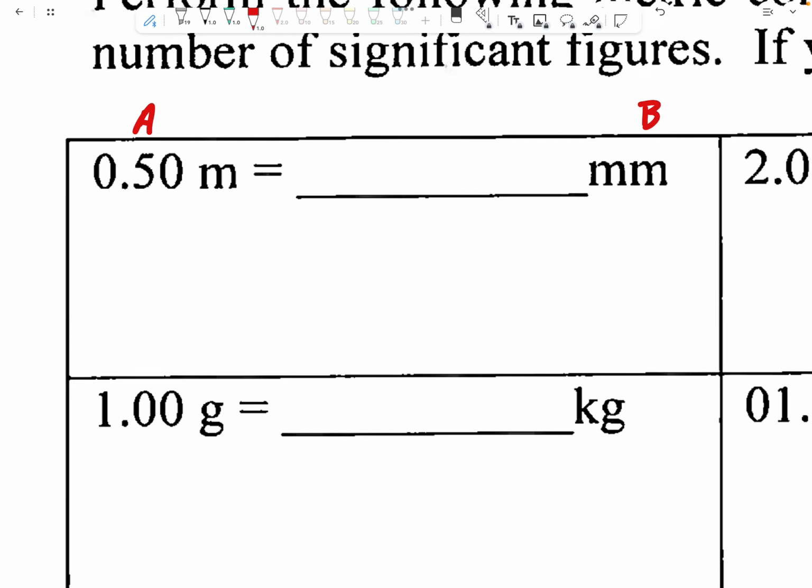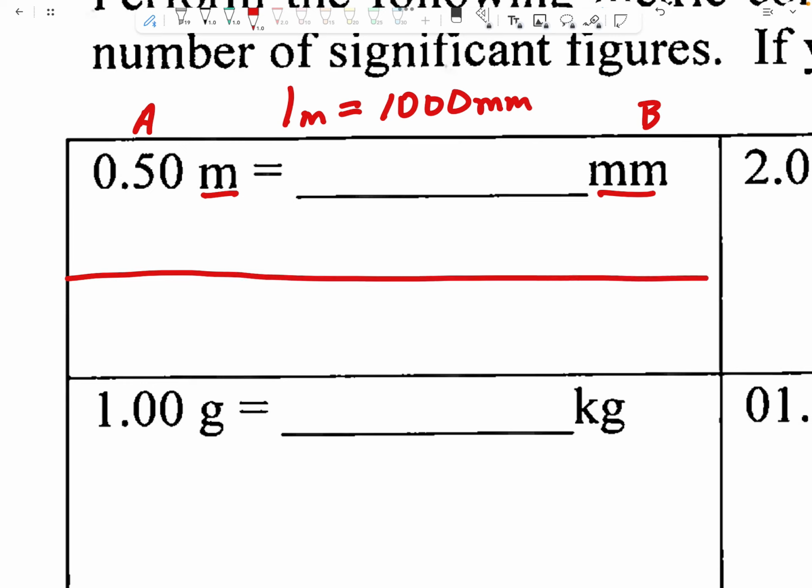Okay. I see our units here are meters and millimeters. The conversion between meters and millimeters is this. 1 meter equals 1,000 millimeters, okay? So now that we have that conversion, we're gonna go ahead and set it up properly. Write down what was given to you, and that was your A, 0.50 meters. Write down what you're trying to find, which is your B, and that will be millimeters.